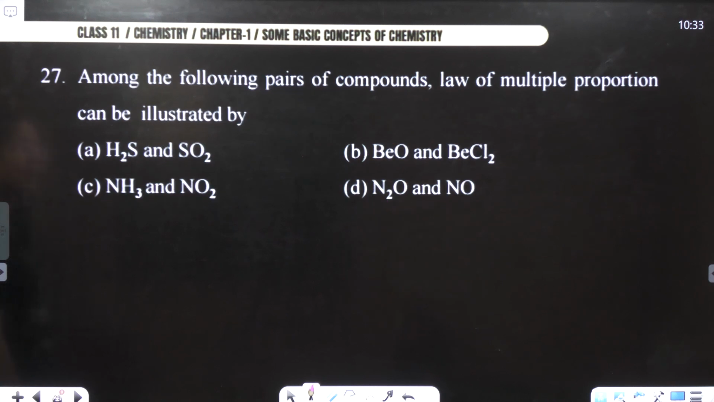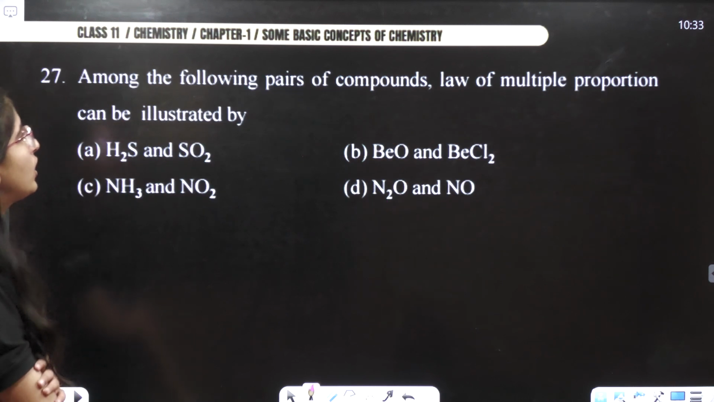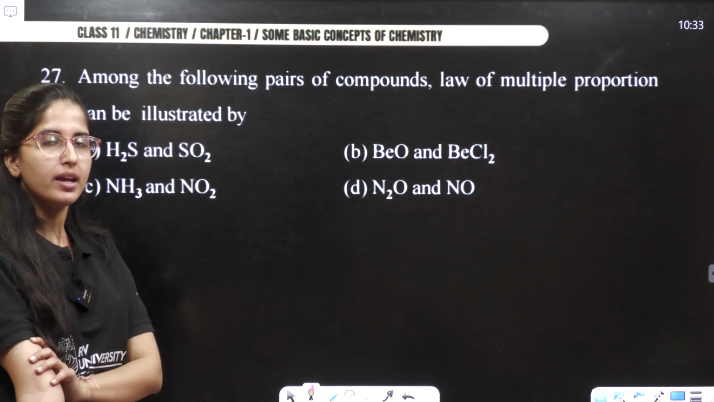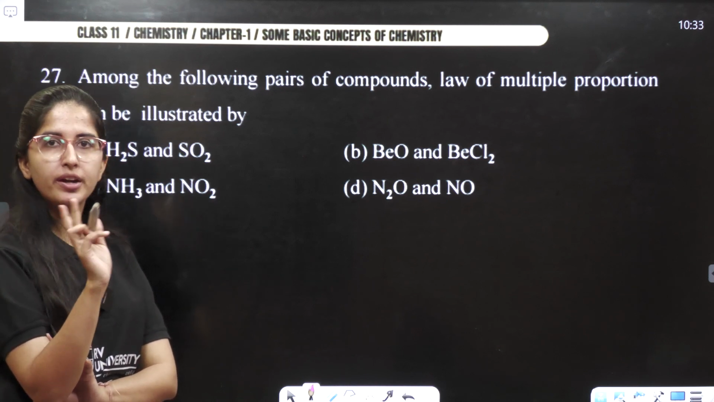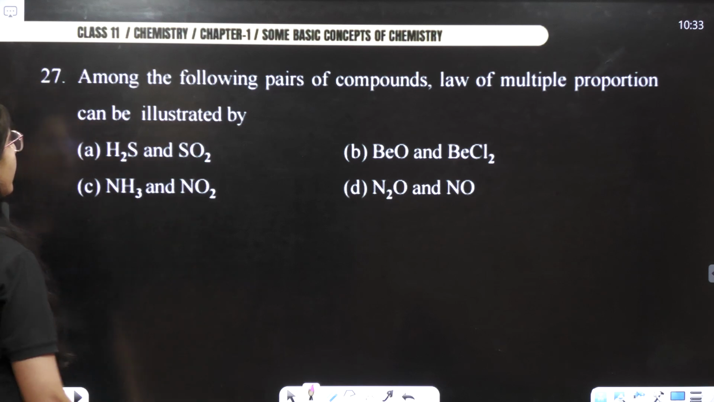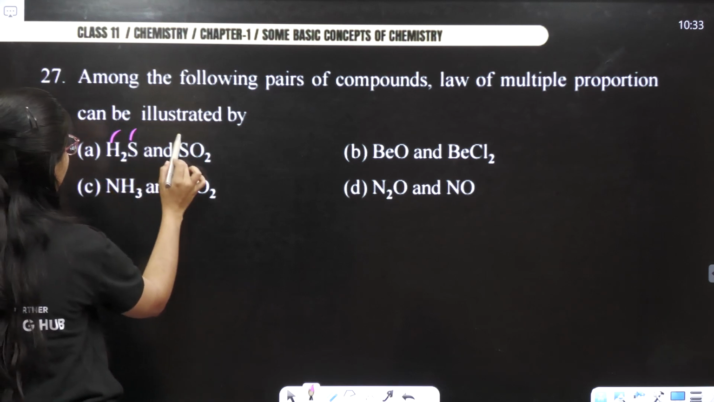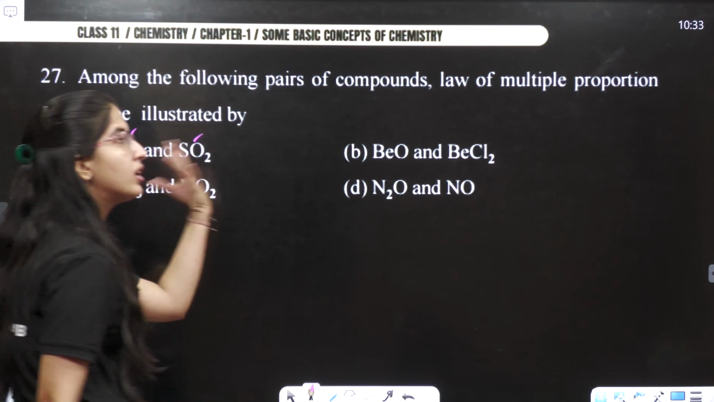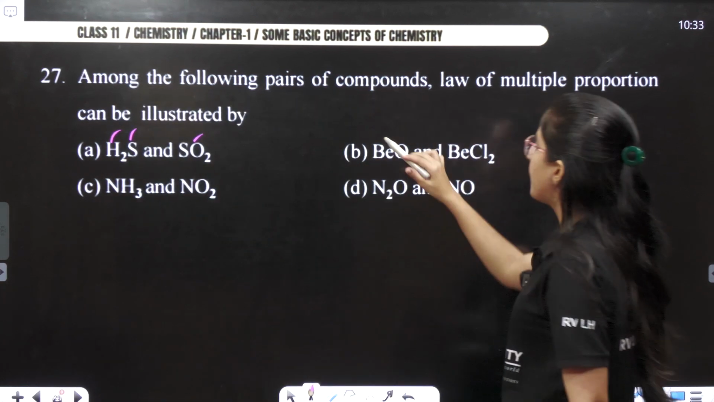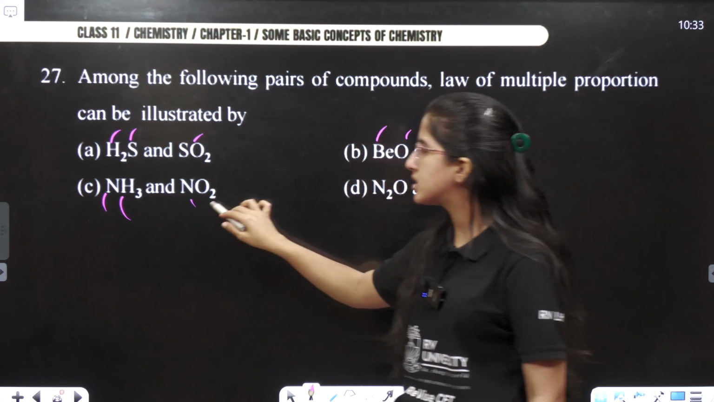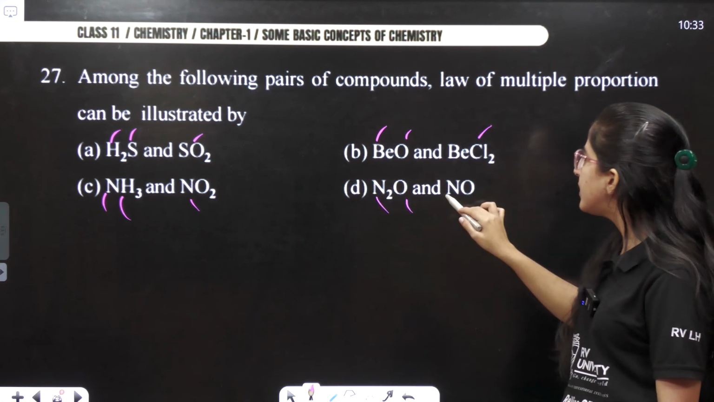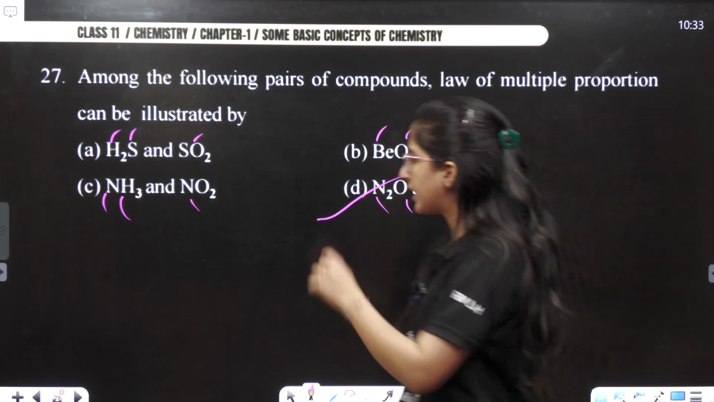Next question. Among the following pairs of compounds, the law of multiple proportions is illustrated by which? For the law of multiple proportions, only two types of elements must be there, but in different mass ratios. Correct? So here H2S, hydrogen, sulfur and oxygen, three types are there. It is not possible. Then beryllium, oxygen and fluorine, three are there. No. Nitrogen, hydrogen and oxygen, three are there. No. Nitrogen, oxygen, different ratio, option number D.